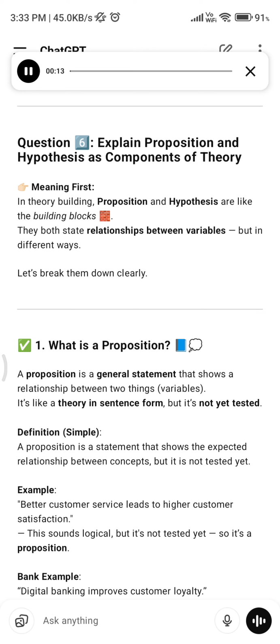Meaning first. In theory building, proposition and hypothesis are like the building blocks. They both state relationships between variables, but in different ways. Let's break them down clearly.